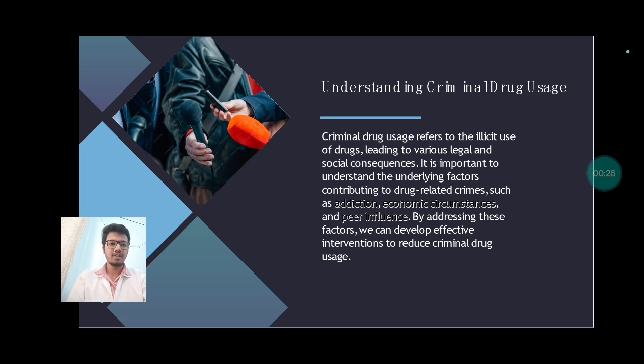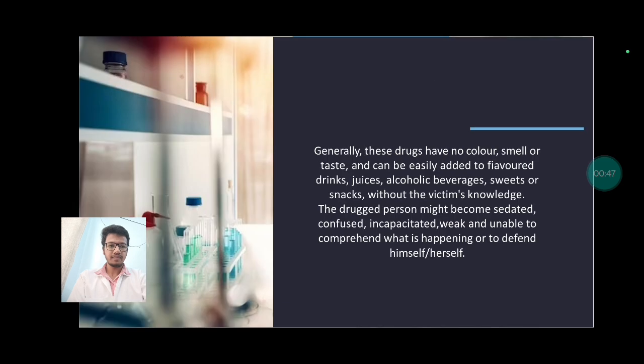Understanding criminal drug uses. Criminal drug usage refers to illicit use of drugs leading to various legal and social consequences. It is important to understand the underlying forces contributing to drug related crimes, such as addiction, economic circumstances, and peer influence. By addressing these factors, we can develop effective interventions to reduce criminal drug uses.